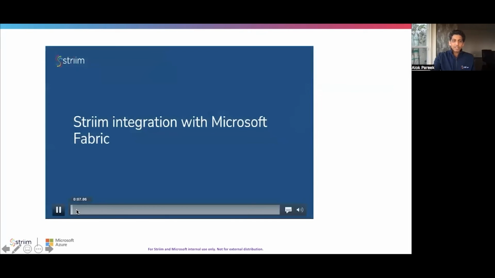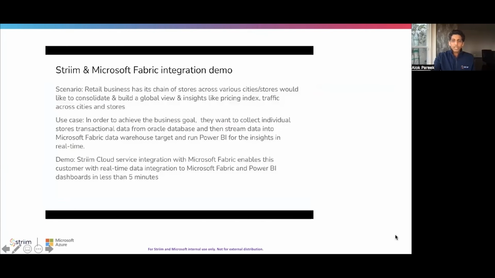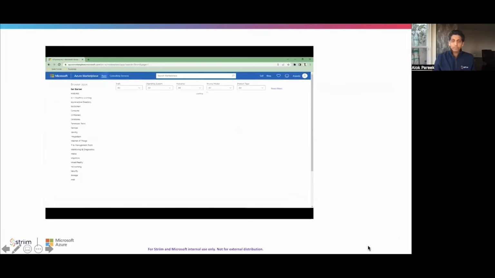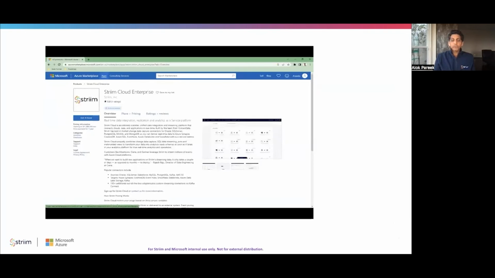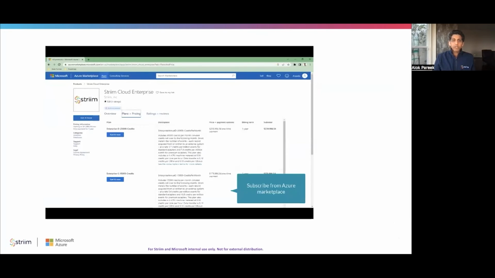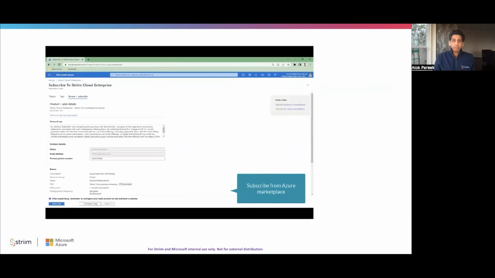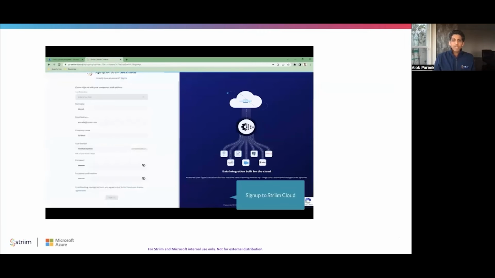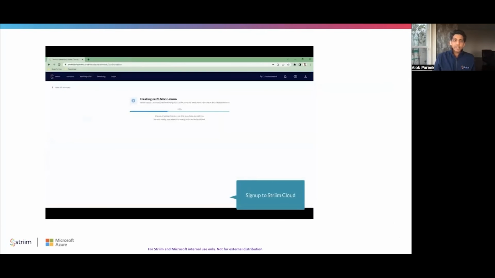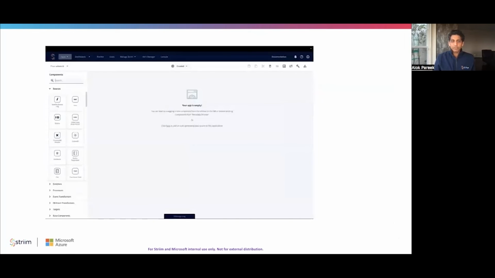Okay, so with that, let's go ahead and take a look at the demo. Like I mentioned, this is a retail business with a chain of stores. I'm going to first subscribe to the Striim Cloud Enterprise offering that's available in the Azure Marketplace. Within a few simple clicks, I'm able to provision the service, and I can sign in and start creating my first data pipeline. So there it is.